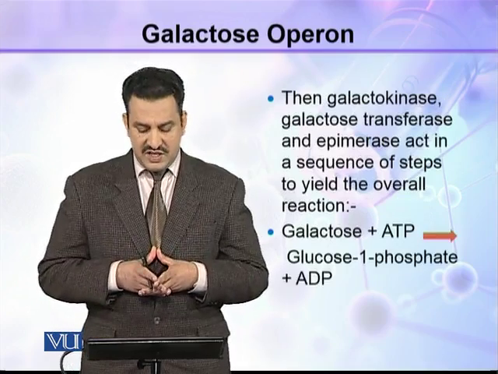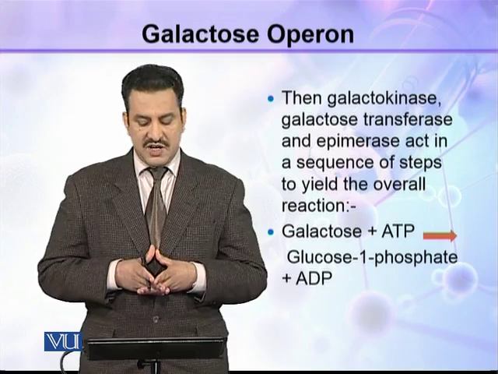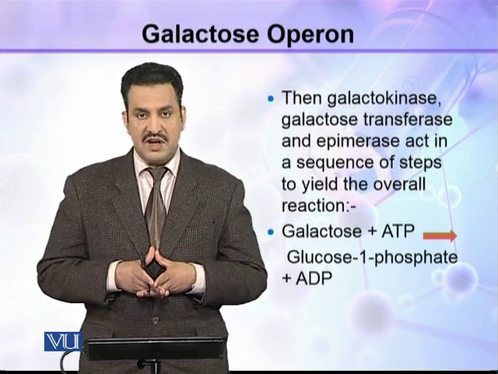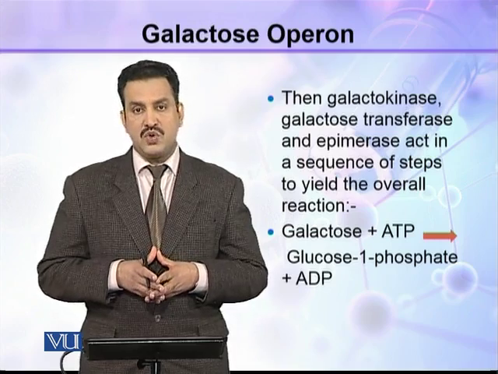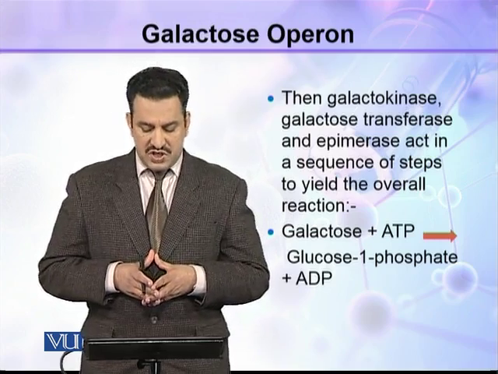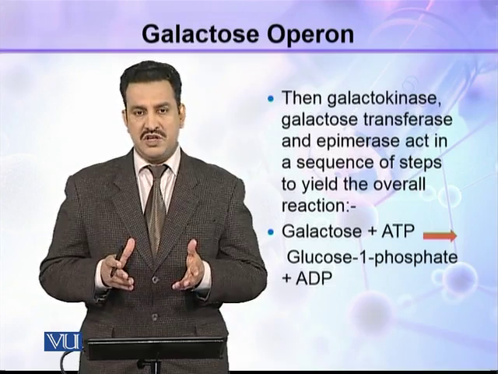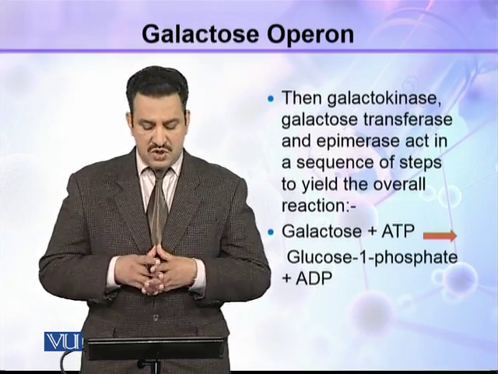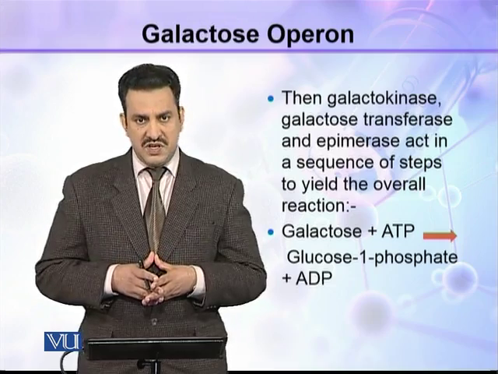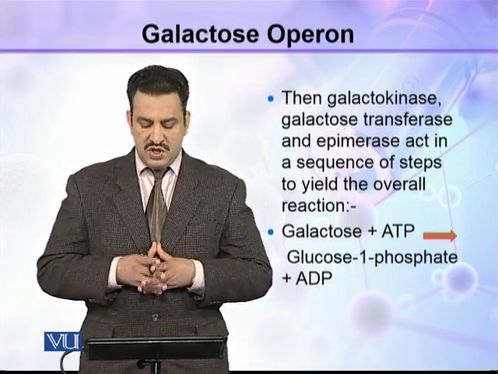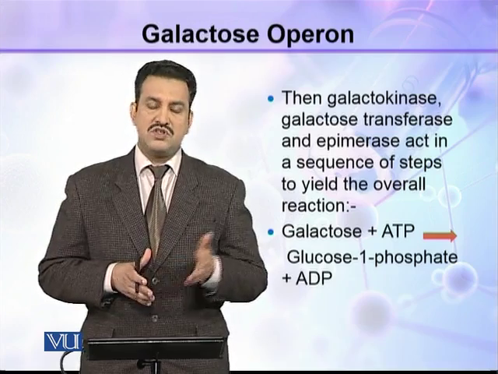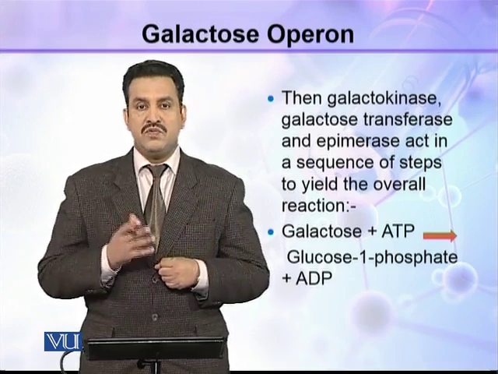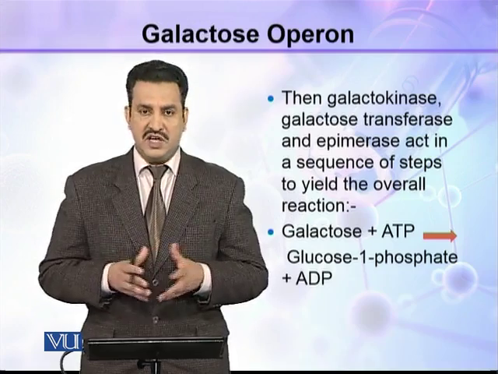Then galactokinase, galactose transferase and epimerase, these 3 enzymes act in a sequence of steps to yield the overall reaction, and the overall reaction is galactose plus ATP converted into glucose 1-phosphate plus ADP. So this is the overall reaction of these 4 enzymes.